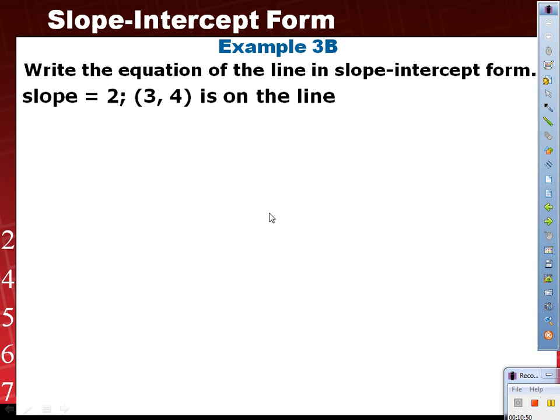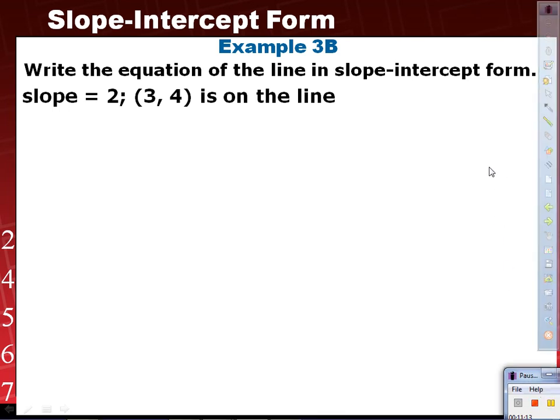And don't copy the instructions. It's the same thing as the previous one. Just write the slope 2 and the point is 3, 4. Slope 2, point 3, 4. Find me the equation to that line. Ready, copy, and go. You have 1 minute.